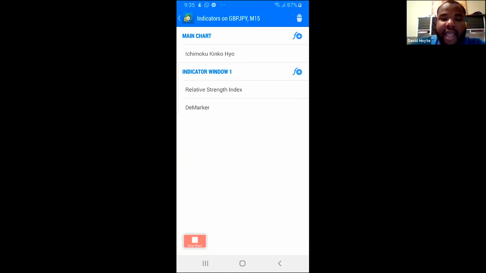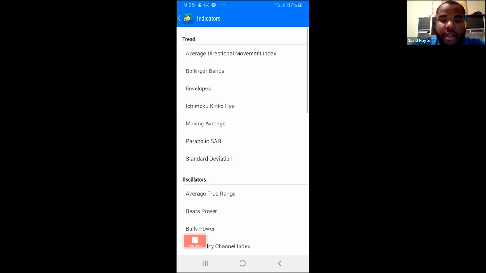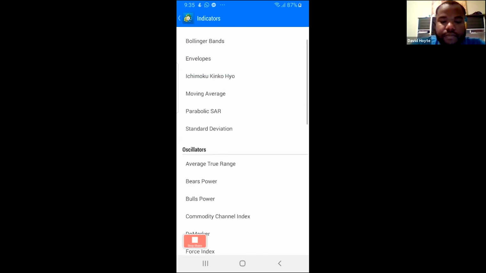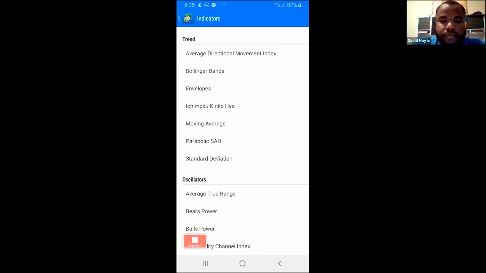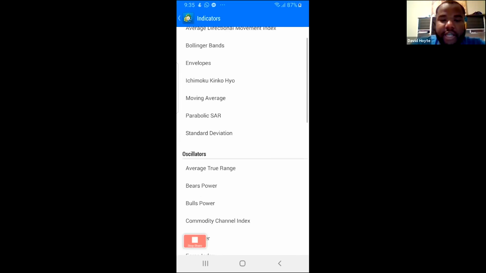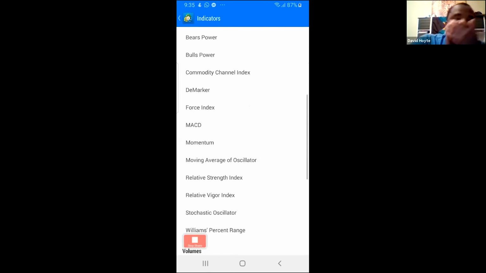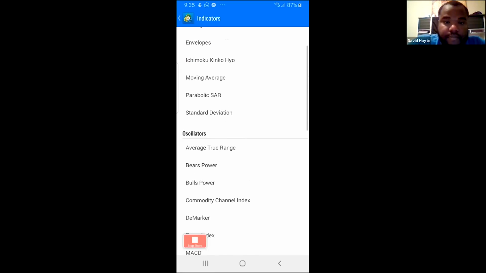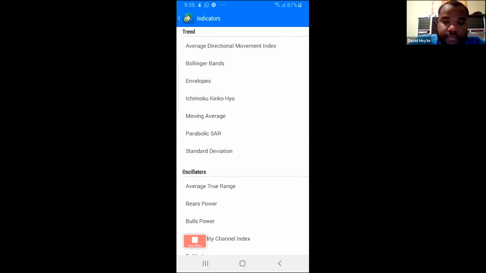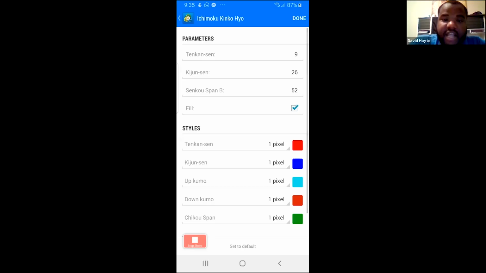All right, so to access the cloud, you would go to F. You would tap on main chart, F plus. You would search for the Ichimoku Kinko Hyo, and you would click on it. You pass it, it's right above. Right there. And then you would use the default settings and click on done.